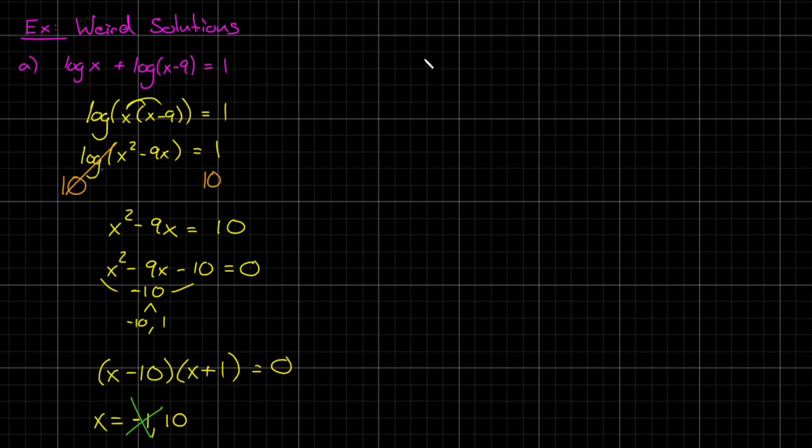So let's check it. On B, I want us to solve, or you to solve, or everybody to solve. Let's do the log of 25x, plus, you know what? I lied, equals 3 minus the log of x minus 3.